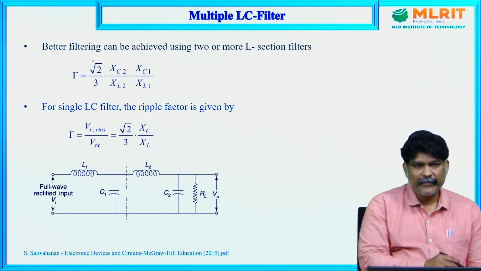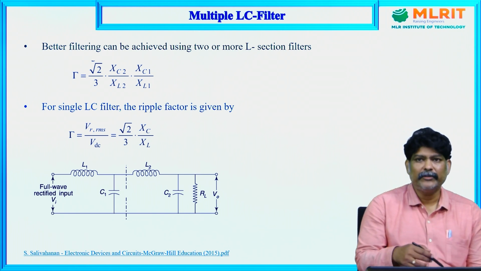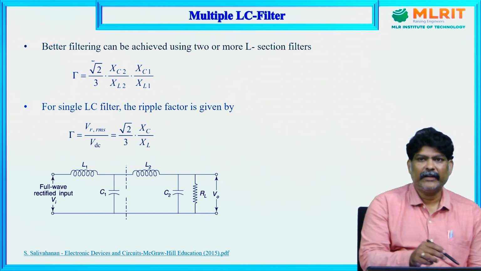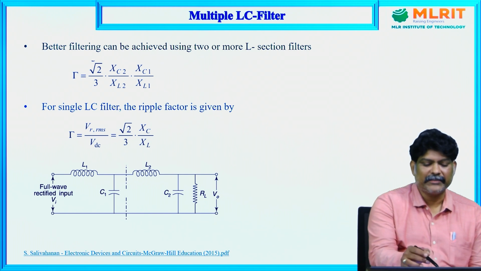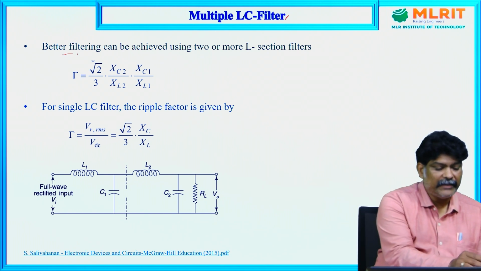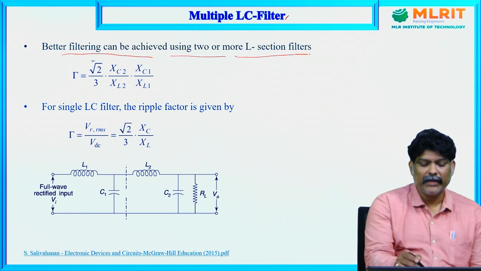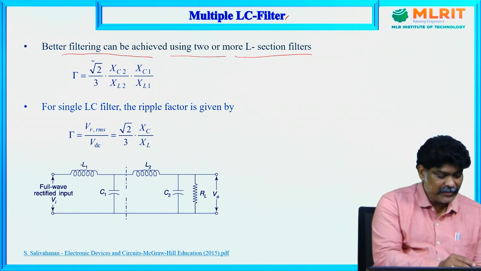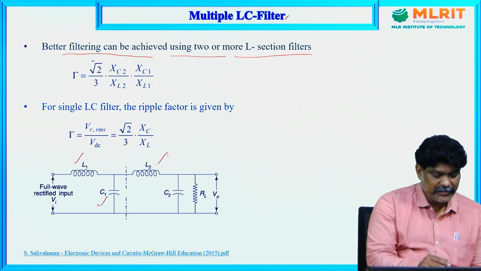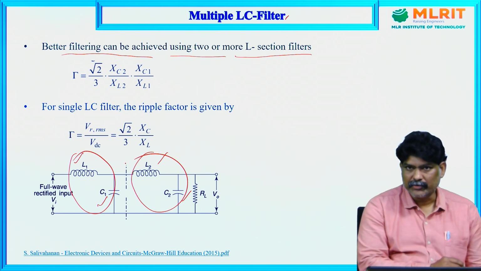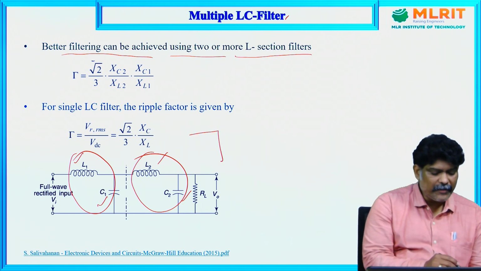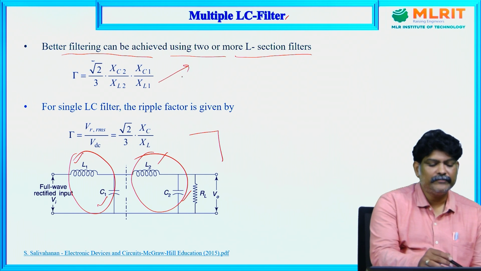Now let us see another important point. We can also improve the filtering nature of this rectified output with multiple LC sections. So better filtering can be achieved using two or more L section filters. Here, if you see, L section, C section, L section, C section, so multiple LC section filters are used, just like an L section filter. Because of this, the ripple factor is also improved.